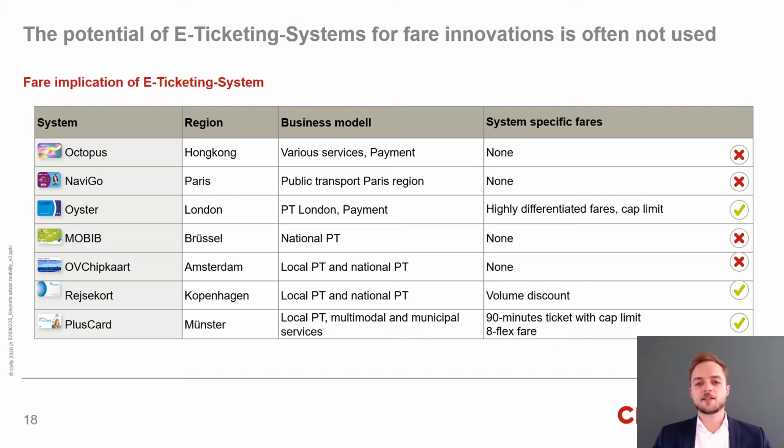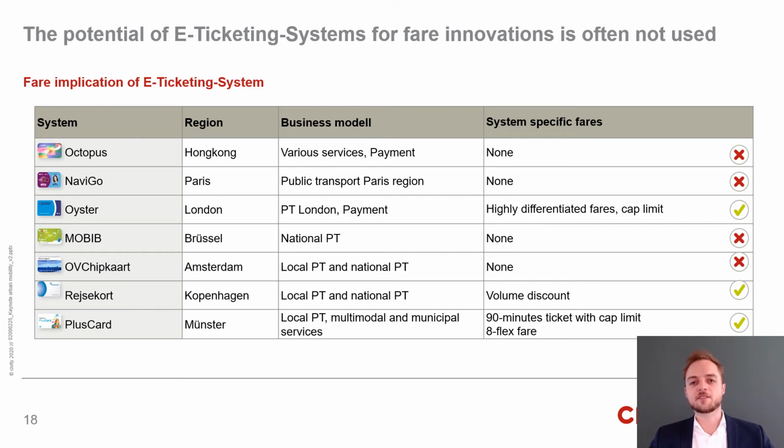And as we can see here, there are various business models. Some use it only as a different method of payment for the users of their public transport system. Some use it to integrate more services like municipality bike sharing or the access to libraries. So that's the first question. And what's, in terms of a public transport perspective, even more interesting is the question, do we use the system to change our fare system or to put into place new innovative fares that can be used with this new e-ticketing system?